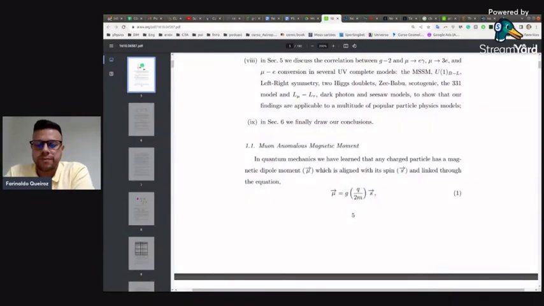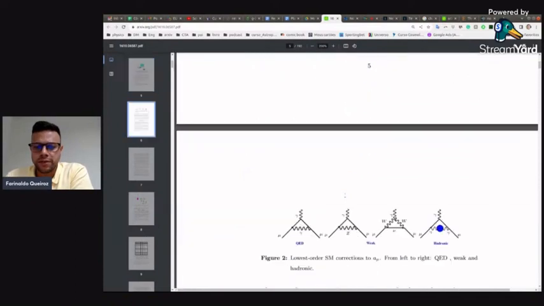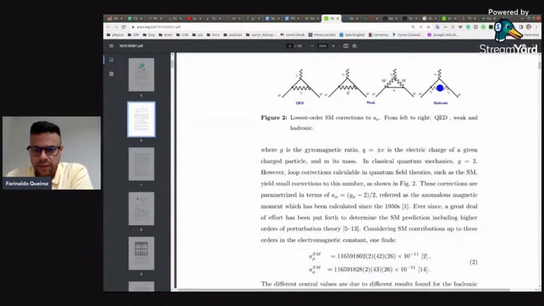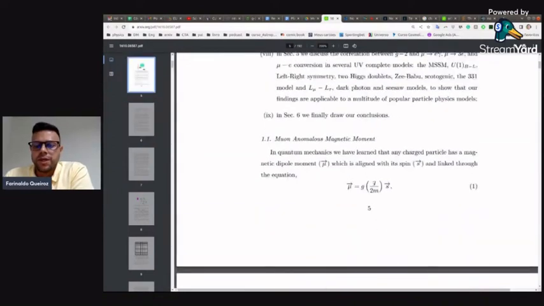Dirac equation, where g is the gyromagnetic factor, q is the charge of the particle, m is the mass of the particle, s is its spin, and mu is the dipole moment. So in other words, this equation 1 is saying that the spin and the dipole moment are related. As you see, they are vectors.